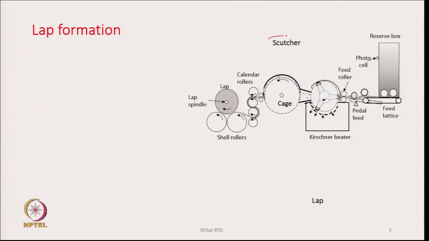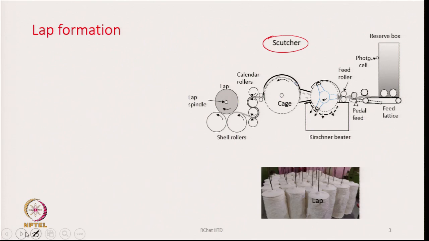Scatcher is the machine which actually makes the lap. At the bottom you can see a photograph of some laps. From the photograph itself we can say that the lap is basically a compressed sheet of cotton tufts rolled into a cylindrical form. So, it is the final package of the blow room machineries. After opening and cleaning, we produce a package and this package is lap.